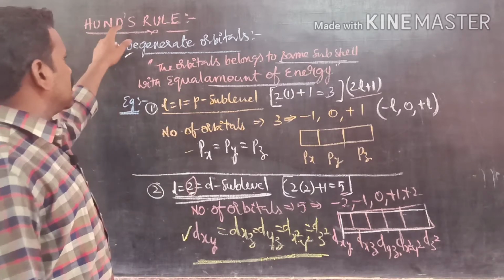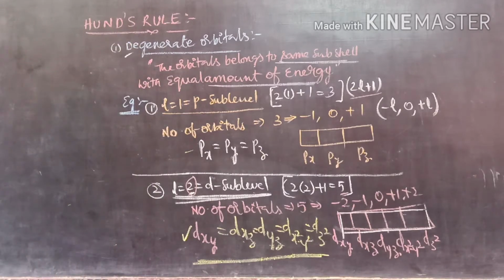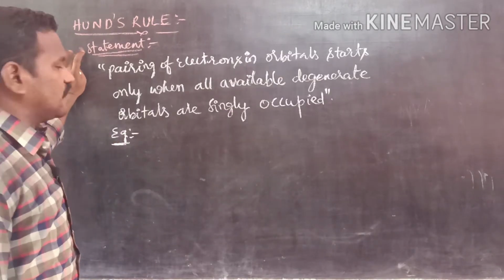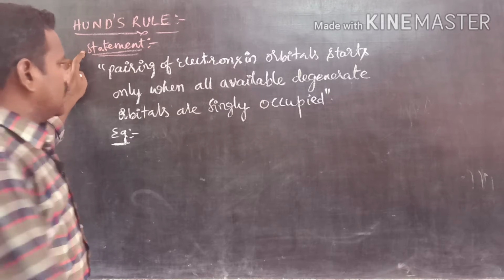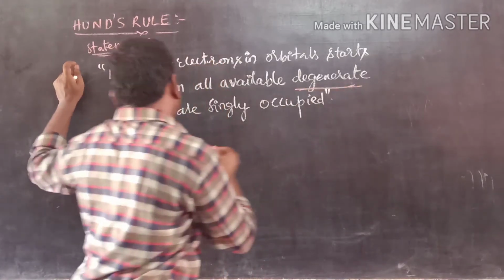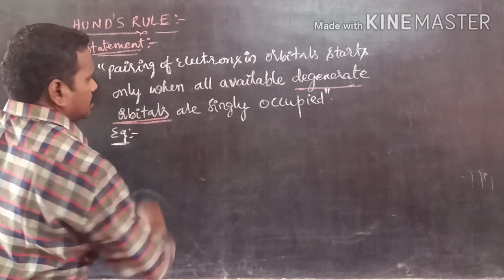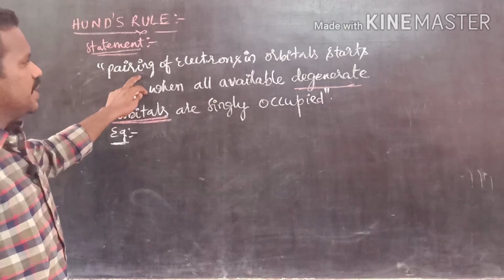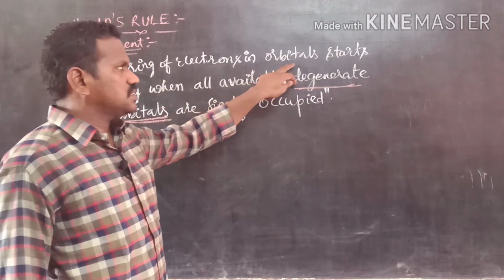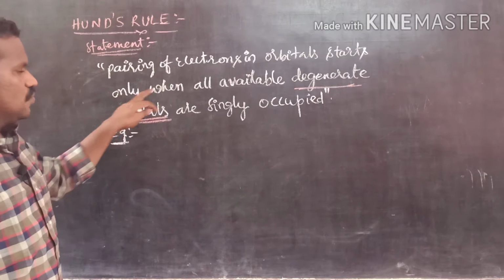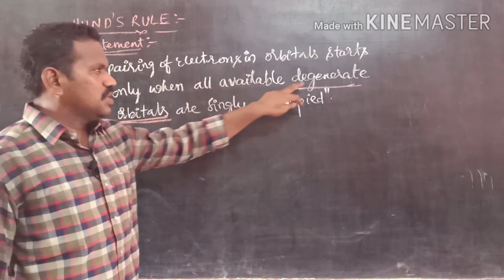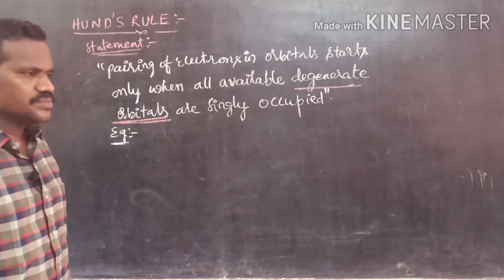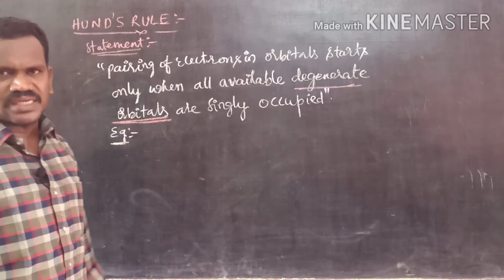Let us discuss now what Hund's rule is. Let us see the statement of Hund's rule, which depends upon degenerate orbitals. For that reason we already gave clarity on the meaning of a degenerate orbital. See the statement: pairing of electrons in the orbitals starts only when all the available degenerate orbitals are singly occupied. A little bit of confusion is there in the statement.